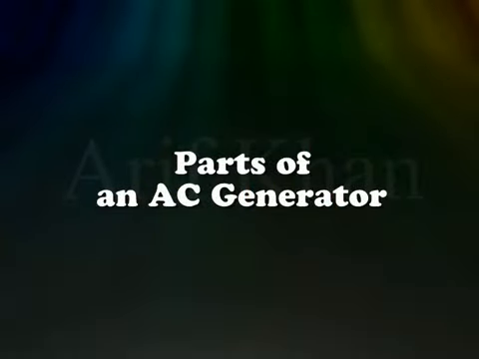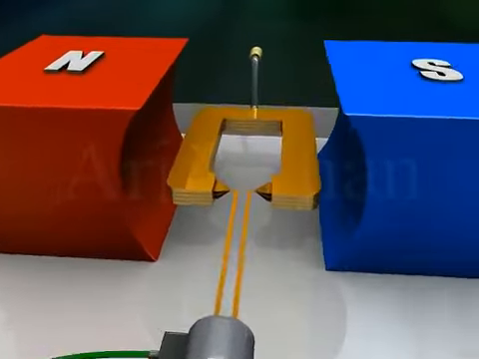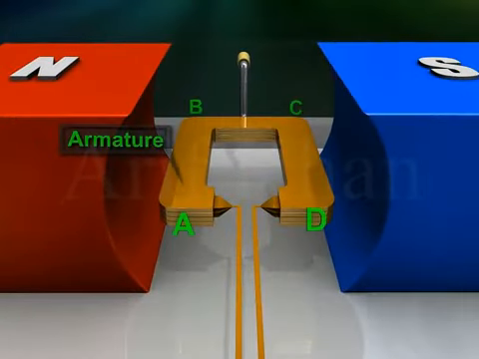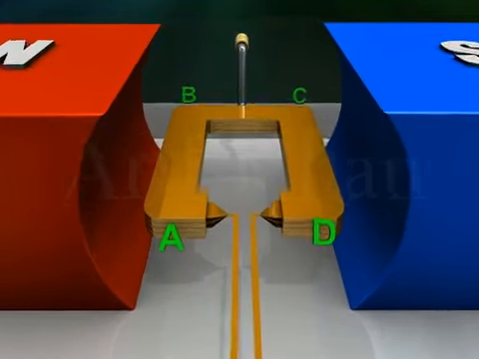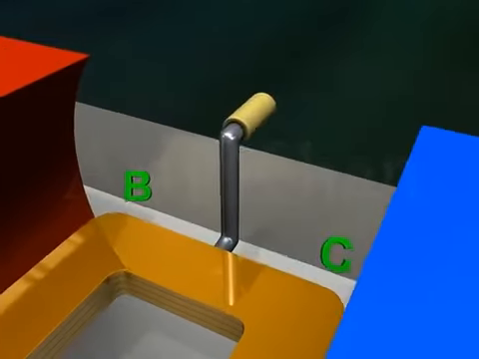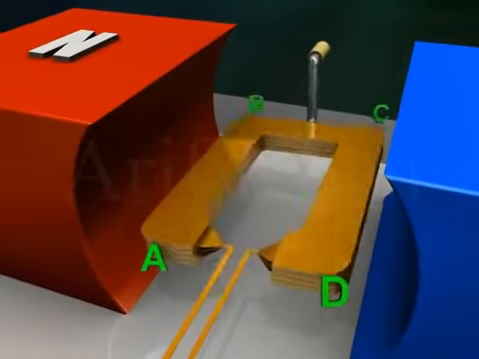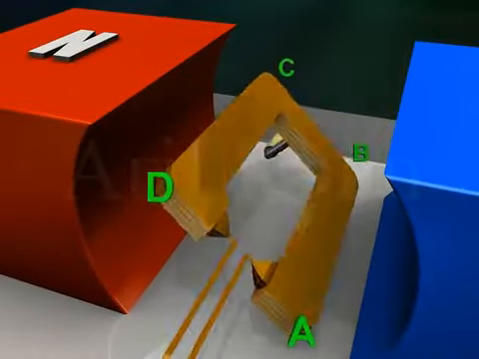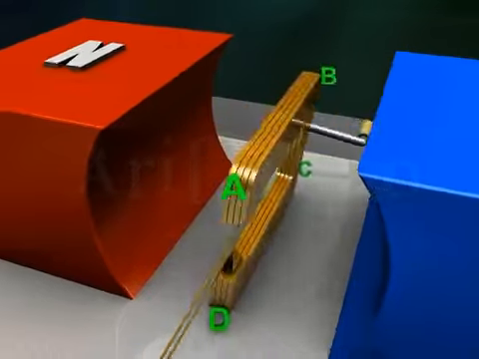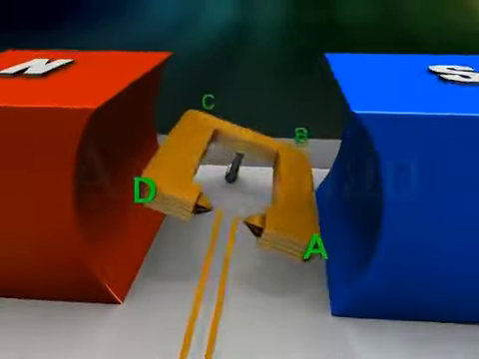Parts of an AC generator. An AC generator has an armature ABCD. It is a rectangular coil with many turns wound around a soft iron core. A shaft, which can be rotated rapidly. A field magnet. It may be a strong permanent magnet with concave poles.